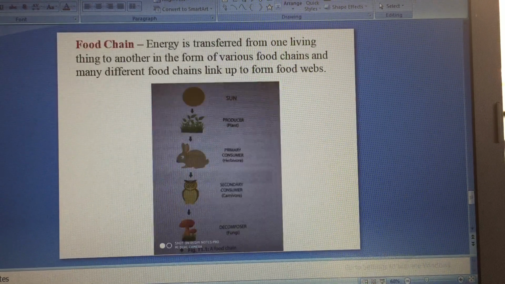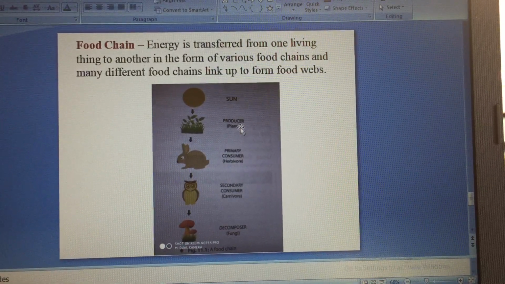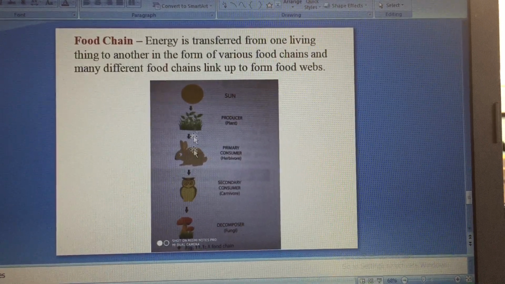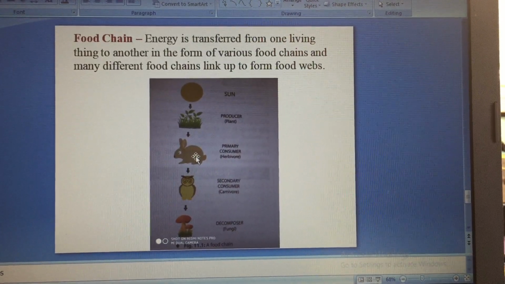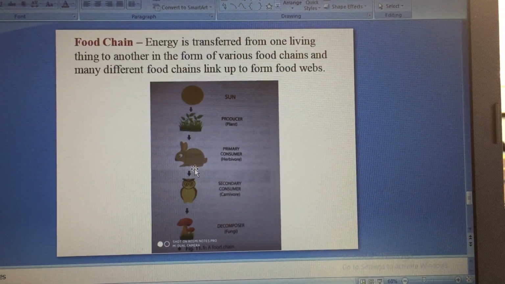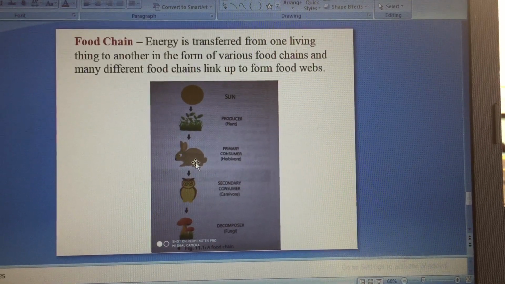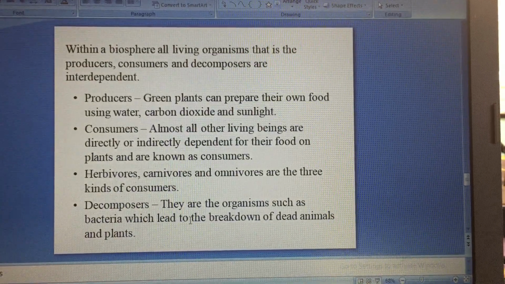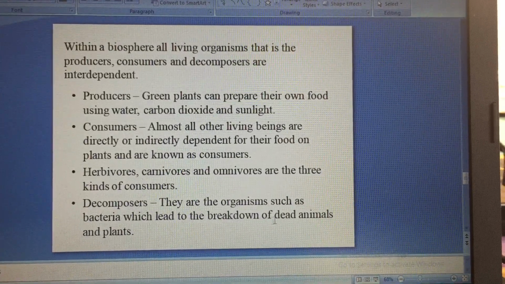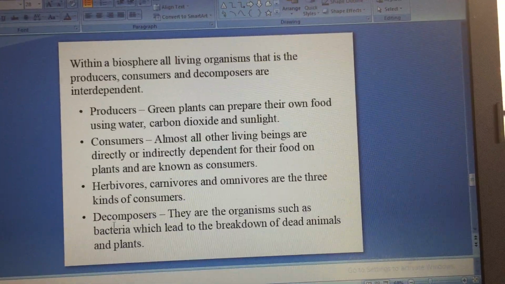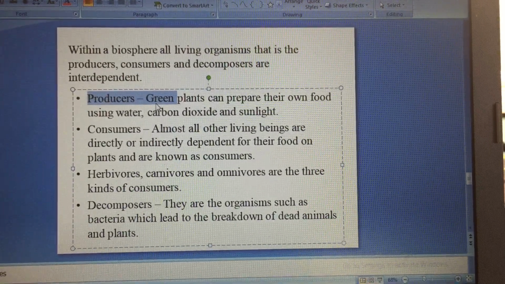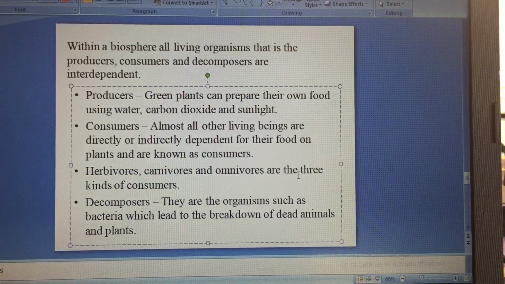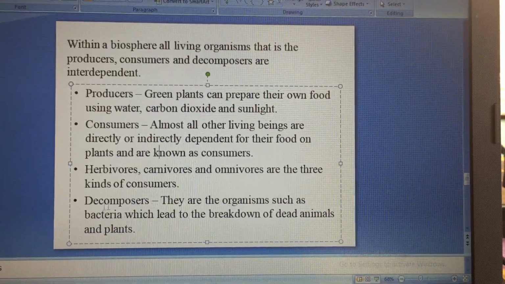Here I can show you an example of a food chain. You can see these are producer plants. They are making food with the help of sunlight, water, air and everything. And these are consumers. This is a herbivore consumer who is living on plants. Then the consumer is a carnivore as well as an omnivore. They are also consumers. And the third category is decomposers, right? Decomposers are the organisms such as bacteria that lead to breakdown of dead animals and plants, right? So there are three types of living beings: producer, consumer and decomposer. Herbivores, carnivores and omnivores, all three come under the category of consumers.